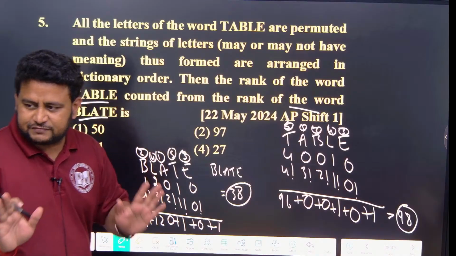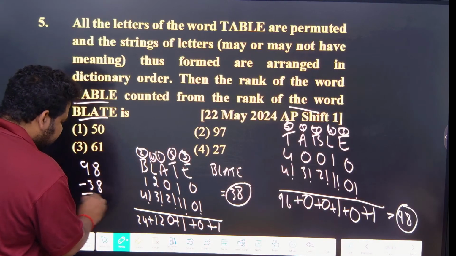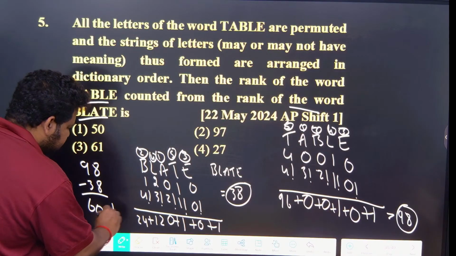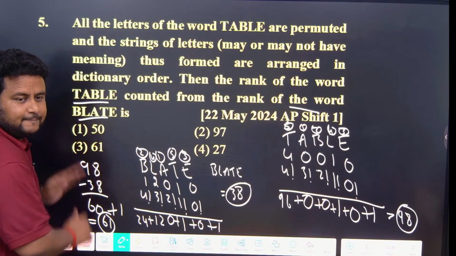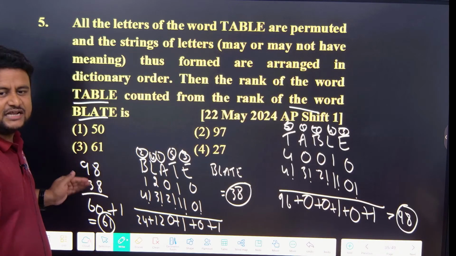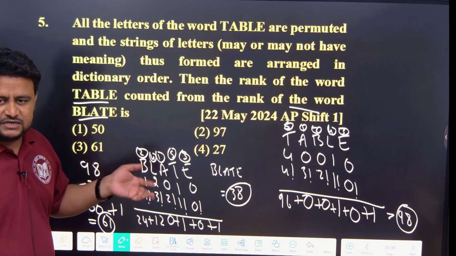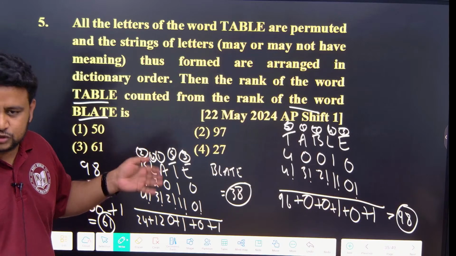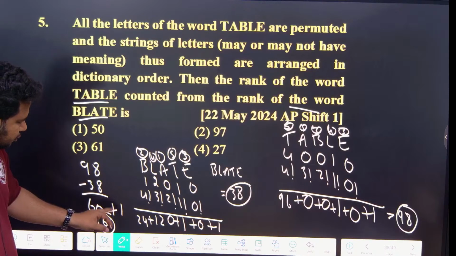For this, what you do is very simple. 98 minus 38, you will get 60. Then you have to do plus 1. So the answer will be 61, because 38 is included. 38 is included in the rank of TABLE. You are starting from the rank of the word BLADE, which is 38. So you should include the number 38.